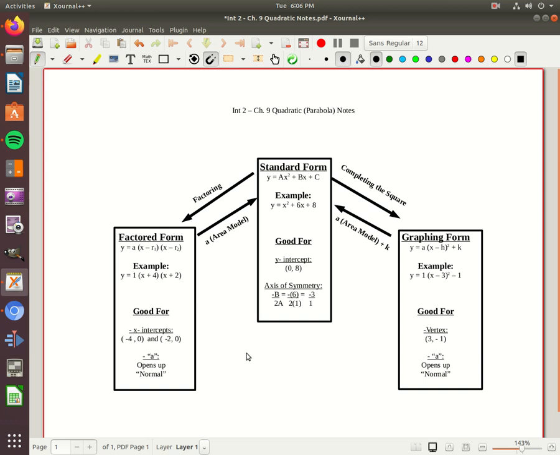The intro to chapter 9 integrated 2 video. I've got to be honest with you, this is probably one of the big chapters in integrated 2 this year, kind of where it all comes together on the parabola shape or quadratics that we've dealt with so much already.